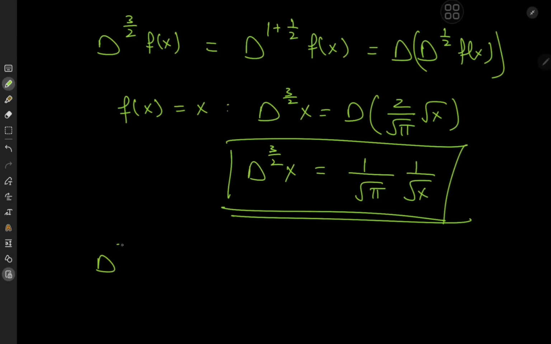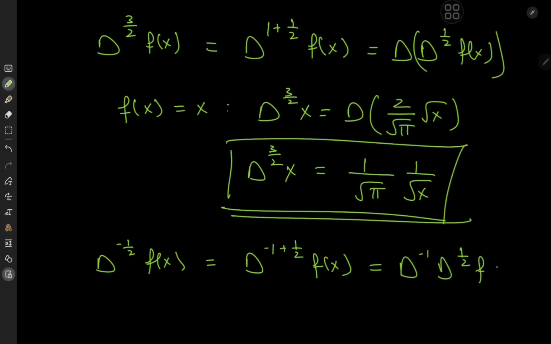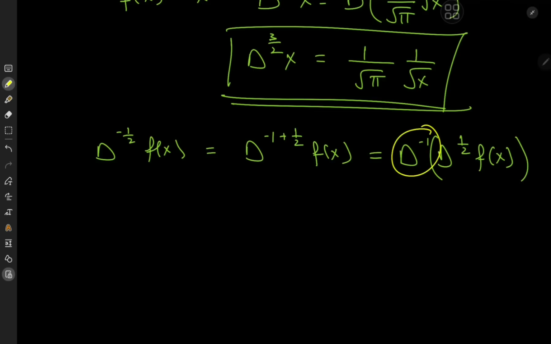Can we define something like d to the negative 1/2 of f of x? Again, the way we've constructed operators, there is some hope. We have d to the negative 1 plus 1/2 of f of x. Like, whoa, that is d to the negative 1 of the half derivative of the function f of x. What on earth is this thing here? What is d to the negative 1? Well, that would be the inverse operator to the derivative operator. So the inverse operator for the derivative with respect to x would be the integral with respect to x, right?